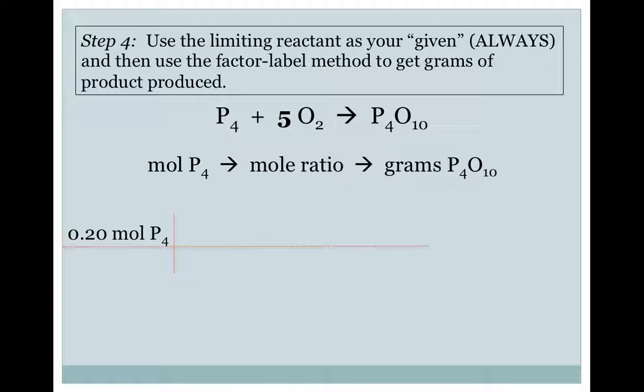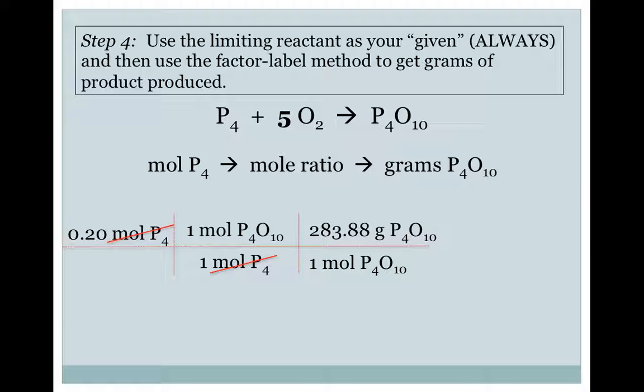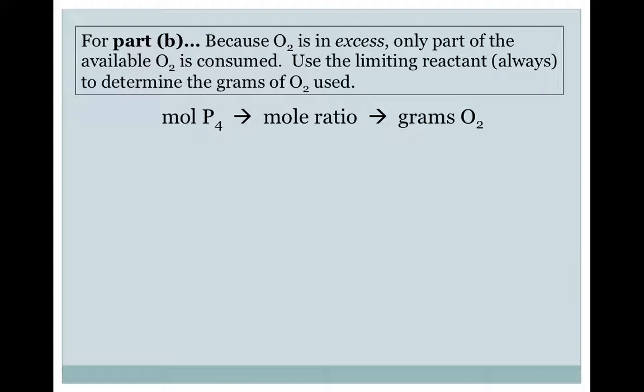So I'm going to take 0.2 moles of P4, my limiting reactant. I'm going to do a mole-to-mole ratio. And then I'm going to take moles of P4O10 and multiply by its molar mass to get that answer in grams. I figure out from this reaction you can get 56.78 grams of P4O10.